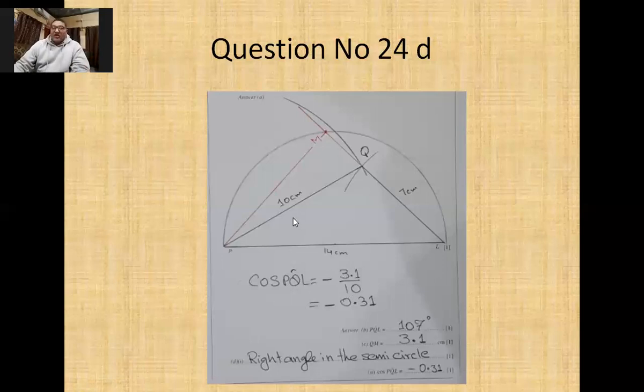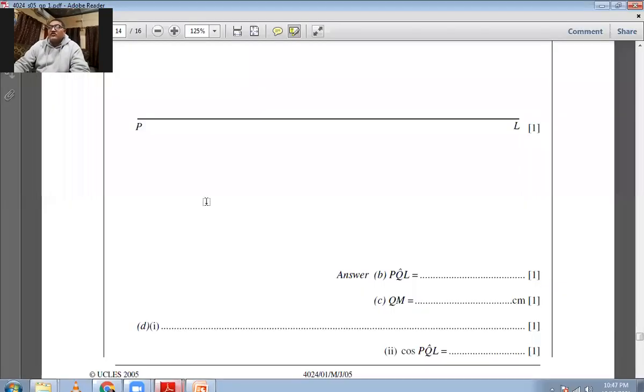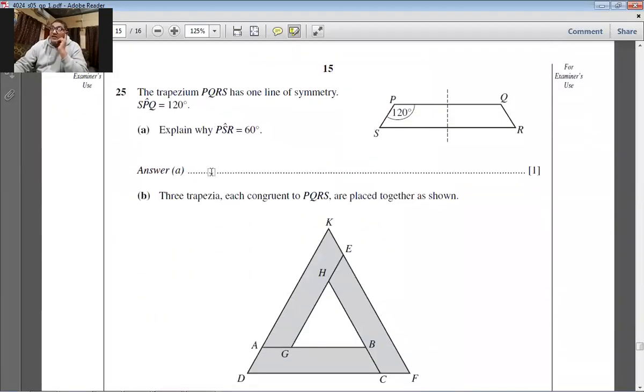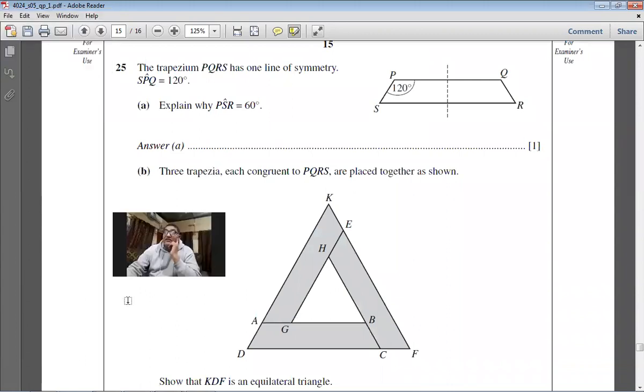So we are done with question number 24, and hopefully you understand it is the fusion of locus and trigonometry. Okay, so let's go to the next question. The next question, coming from May-June 2005, question number 25, is coming up on your screen.